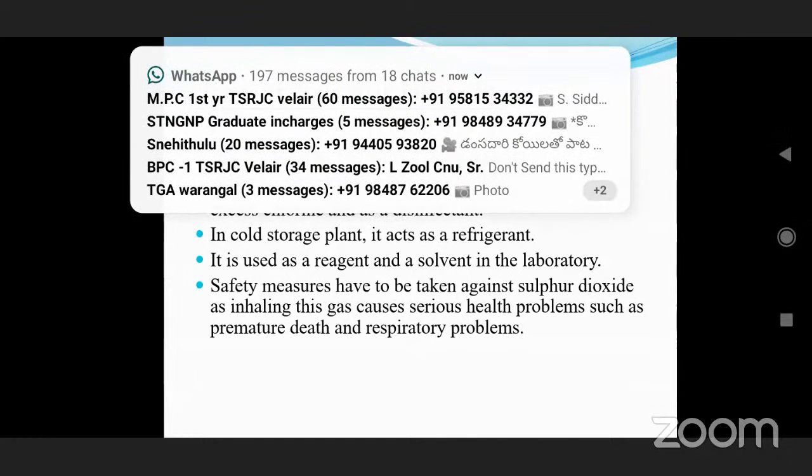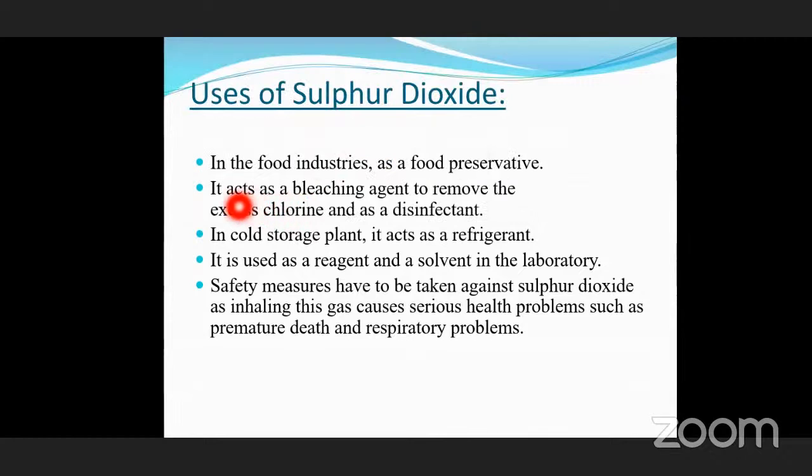So this is about sulfur dioxide. Then it acts as a bleaching agent to remove excess chlorine and as a disinfectant. Bleaching means it will act as a bleaching agent to remove the excess chlorine.